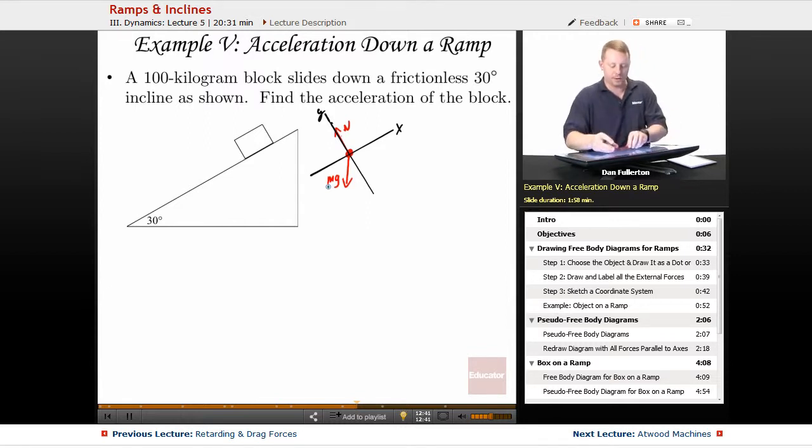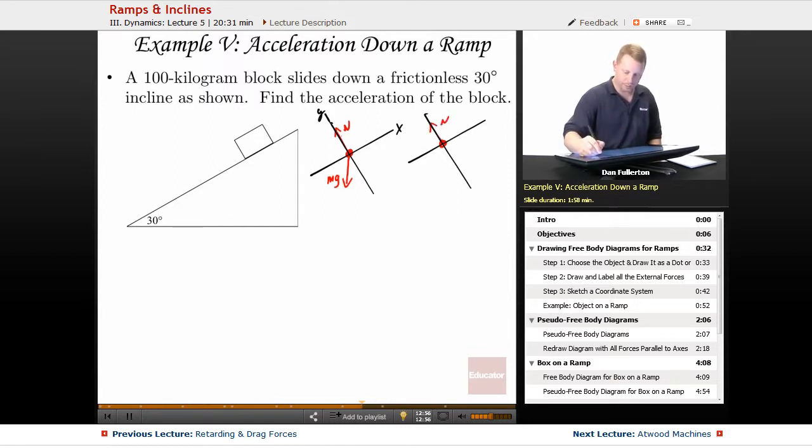So let's do the pseudo-free body diagram. Looks like we've got room right beside it to do so. So we'll draw our pseudo-free body diagram over here. We still have our normal force up the ramp, but we're going to break mg into components. We have mg sine theta parallel with the ramp, and mg perpendicular, which is mg cos theta, perpendicular or into the plane of the ramp. There's our y, there's our x.